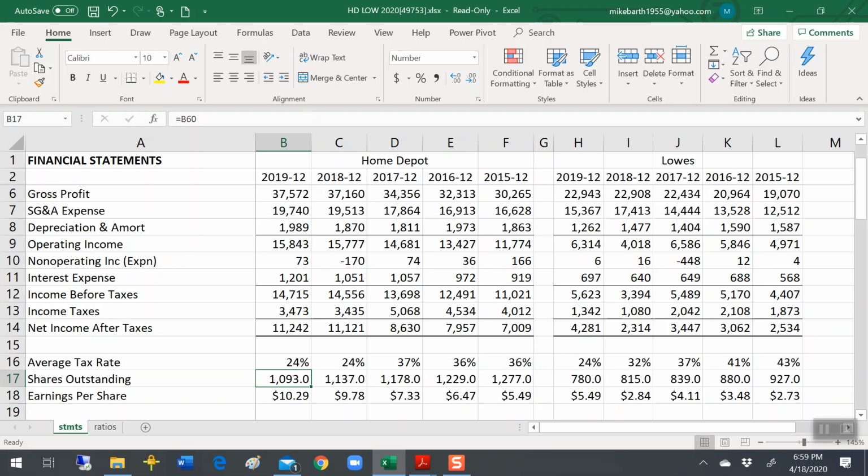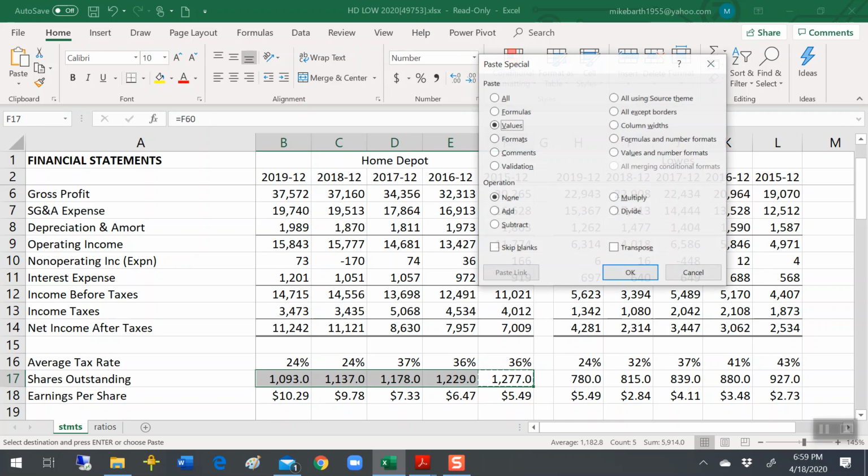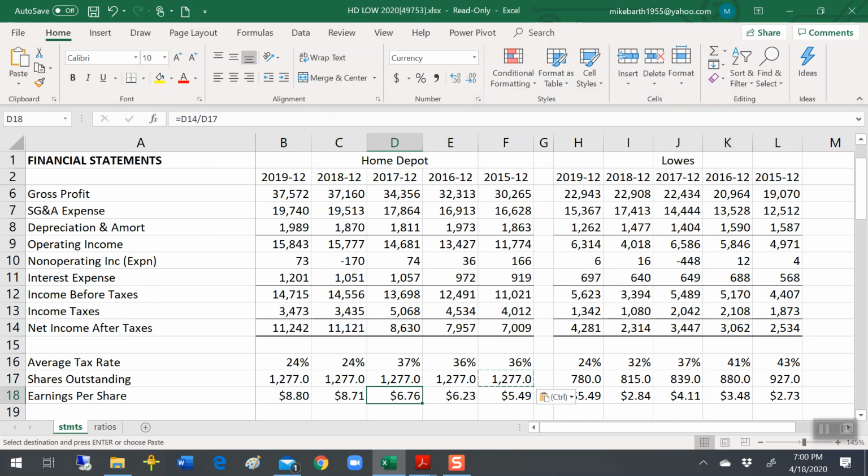But companies buy back their own shares, and one reason to buy back your own shares is it makes your earnings per share look higher, does it not? If we had the same number of shares all throughout here, yeah, it went up, but it didn't go up as much. But if the company buys back the shares of stock that it owns, usually because they think it's underpriced, then it makes it look like the earnings per share is growing faster than it actually is.